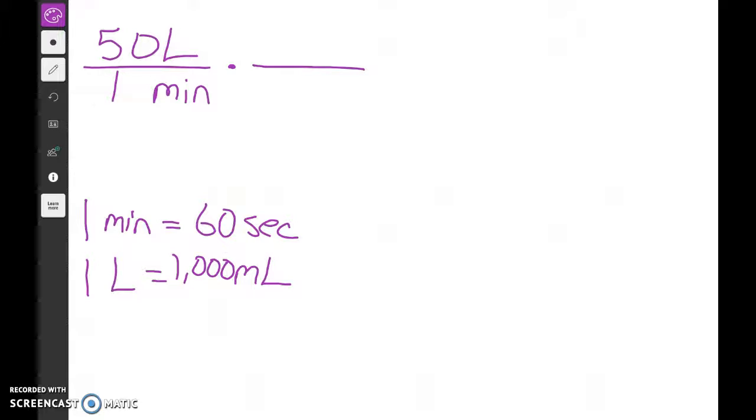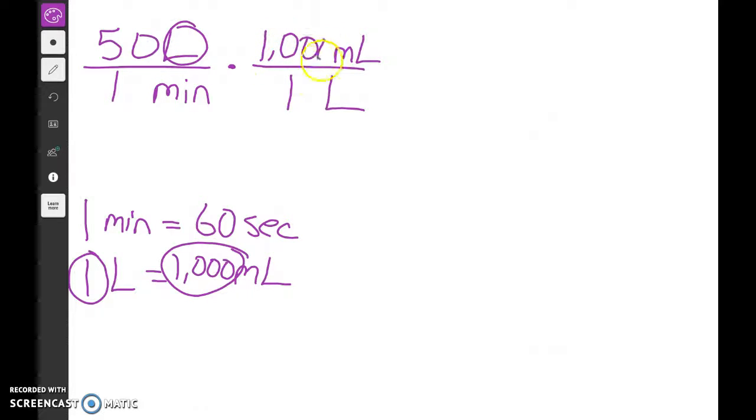So to convert this, the first thing we're going to do is start with our liters. Since we have liters on top, we want to put liters on bottom. We're going from liters into milliliters. So if 1 liter is equal to 1,000 milliliters, then beside liters we write a 1, and beside milliliters we write 1,000. Once we do that, our liters will cancel out, and we'll be left with milliliters on top.